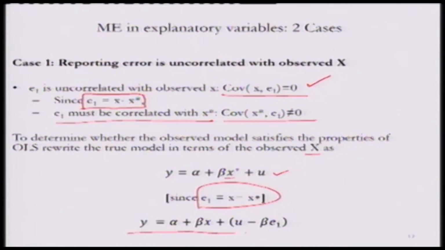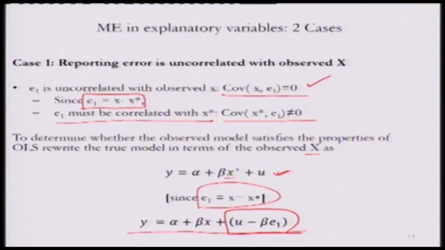So, what we end up with is y as a function of the observed value of x, given by small x, but then we are left with an addition in the error term, which is the negative beta E1. Okay. So, essentially what we are saying here is that if you start from the true model and you incorporate the relationship between the true and the observed value of x, then what you end up with is a different error term.